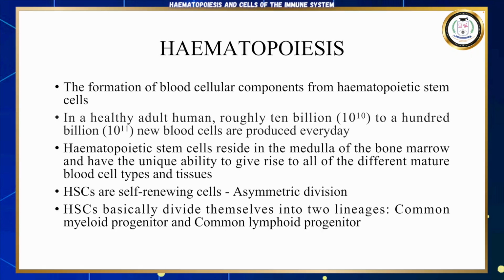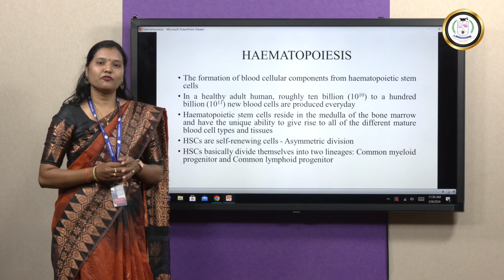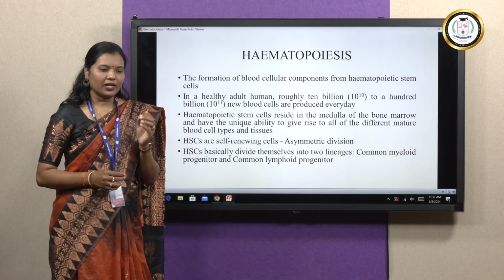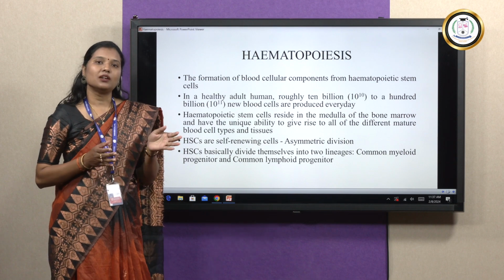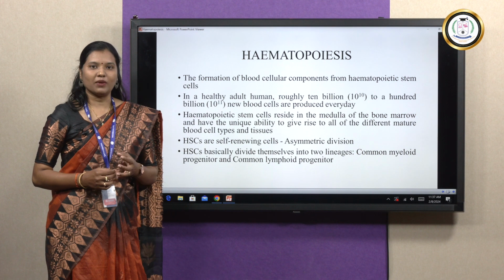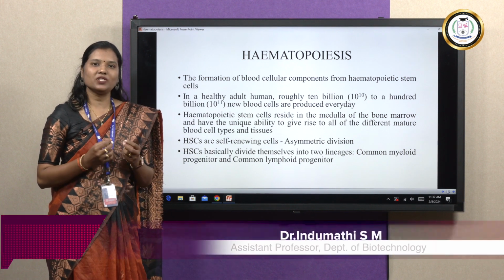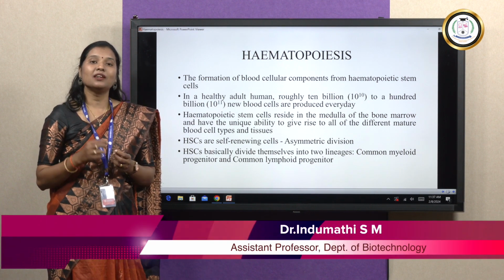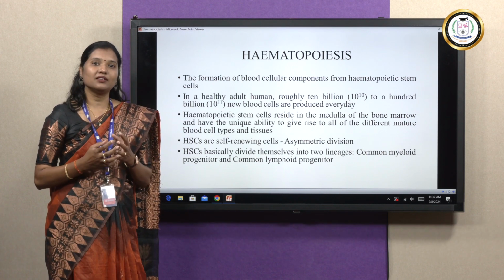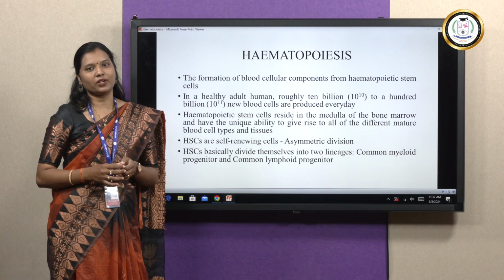So, hematopoiesis. We define hematopoiesis as the formation of blood cellular components from the hematopoietic stem cells that originate from the bone marrow. In a human adult, roughly 10 billion to 100 billion blood cells are formed every day. Hematopoietic stem cells reside inside the medulla of the bone marrow. Bone marrow is a spongy cancellous tissue present inside the medulla of the bones, and the bone marrow is dark red in color, which contains the hematopoietic stem cells.